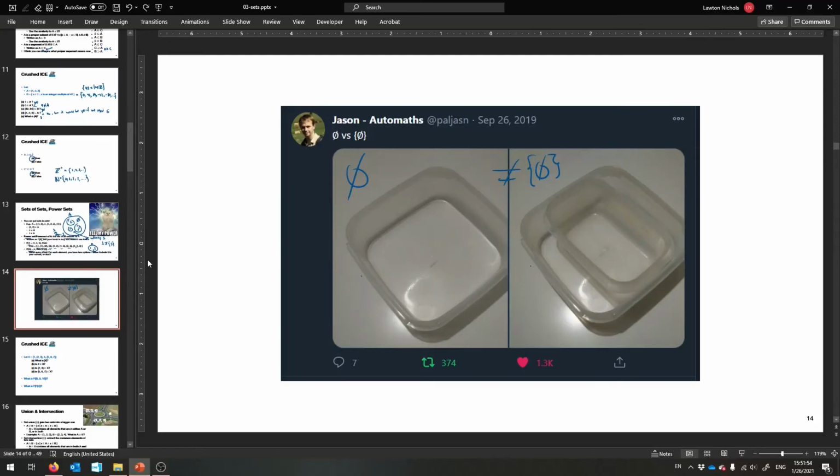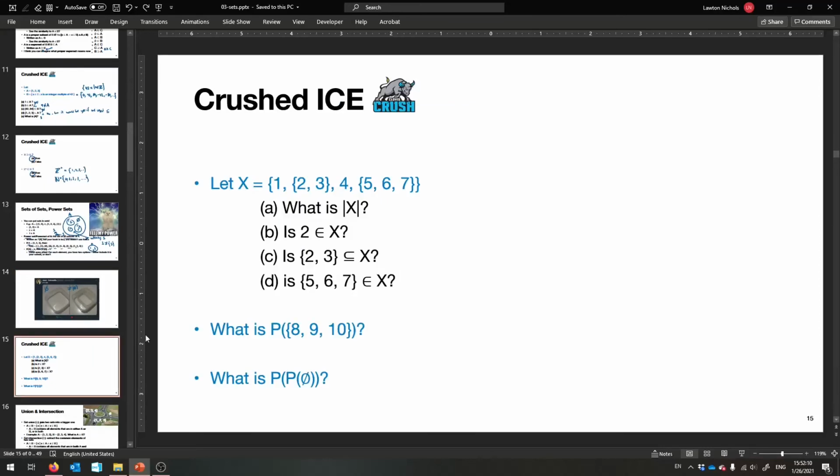So hopefully that helps you understand the difference between the empty set and the empty set being inside of another set. Yeah? There's a huge, huge difference. They are not the same. Okay? So that is that. And now let us talk about another example.